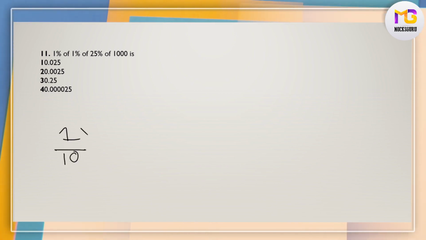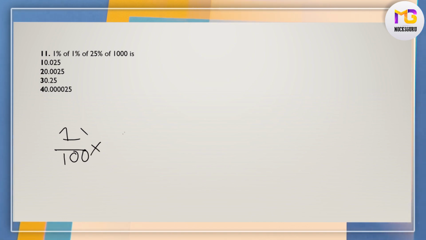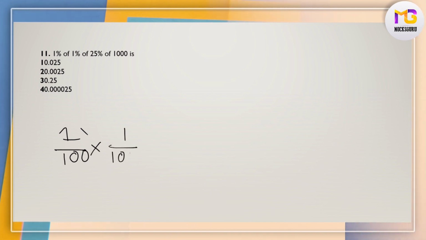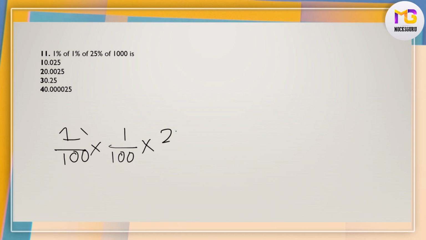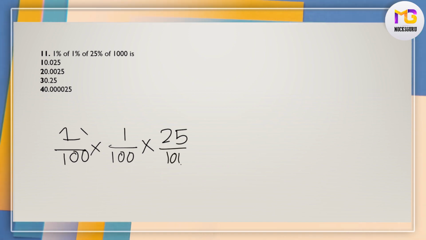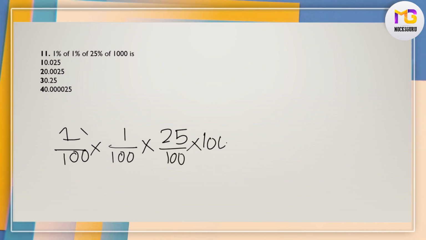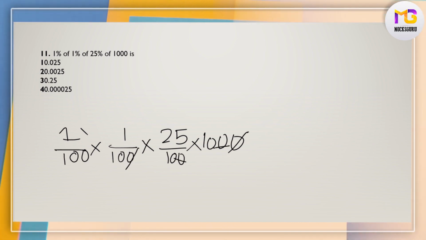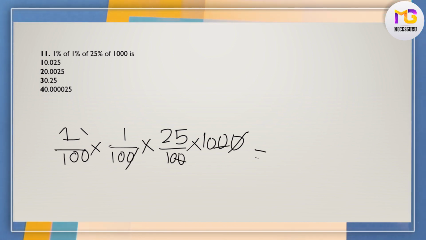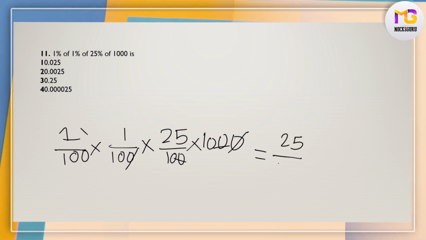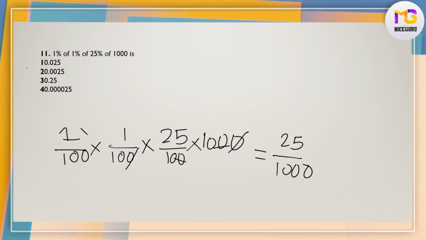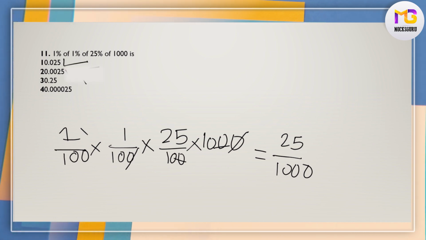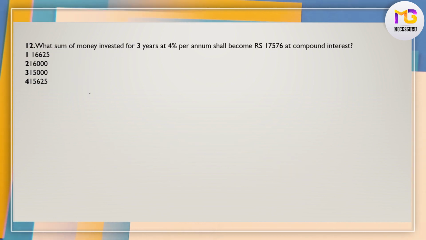1% is 1 by 100 into 1 by 100 into 25 by 100 into 1000. 2 zeros, 1 0. Then we'll be left with 25 by 1000. So the answer would be 0.025.